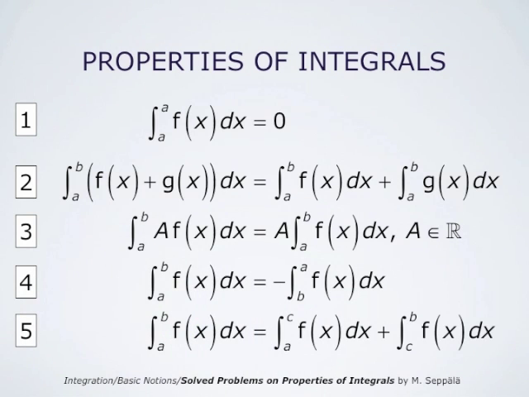And property number 5, the additive property, tells us that the integral from a to b of f of x dx is the integral from a to c plus the integral from c to b of the same function. This is immediate by the definition of the integral if c is between a and b. If c is not between a and b, then we may have to use property 4 to get a justification for this property of definite integrals.